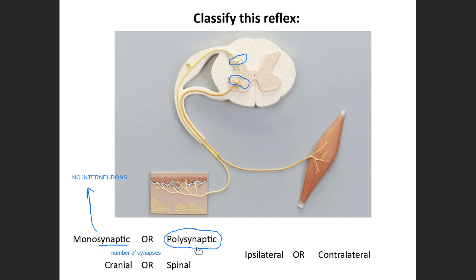The next way I'm asking you to classify reflexes is if they are cranial or spinal. Let me see if I can phrase this question as easily as possible. How can you tell if a reflex is a cranial reflex or a spinal reflex? What would the picture have to show me if it's cranial or spinal? What am I looking for in my picture?